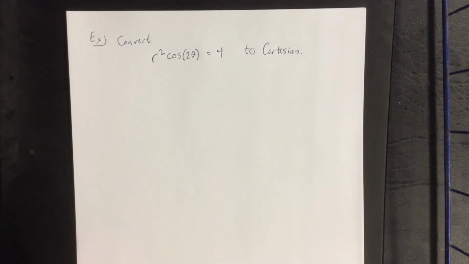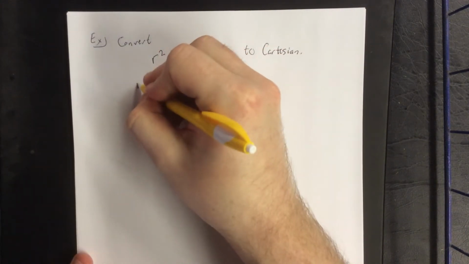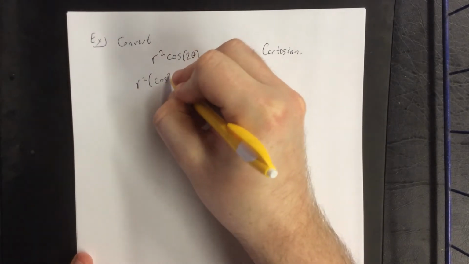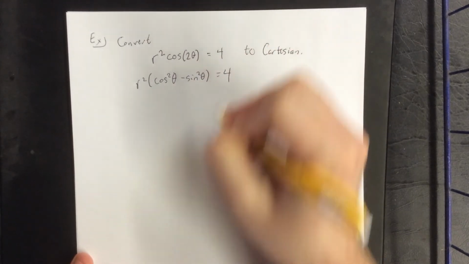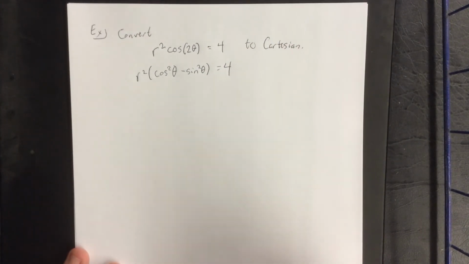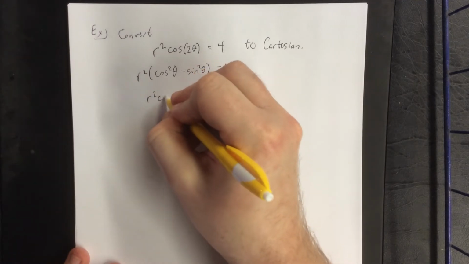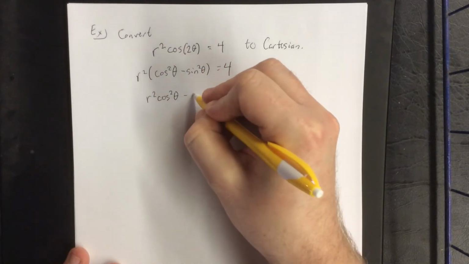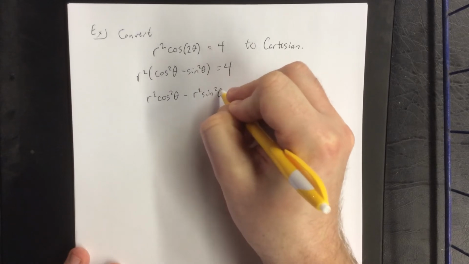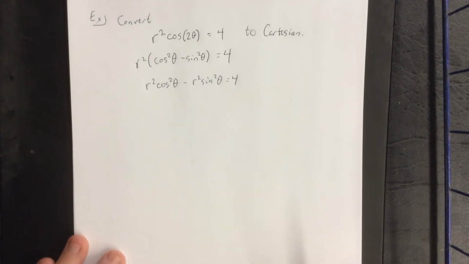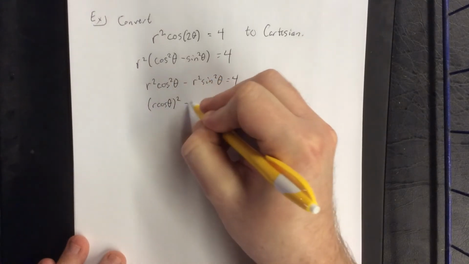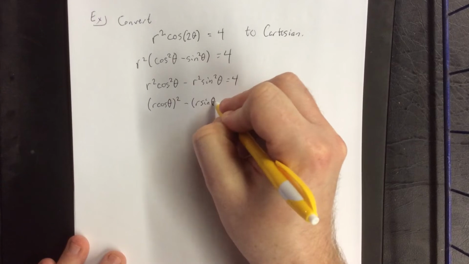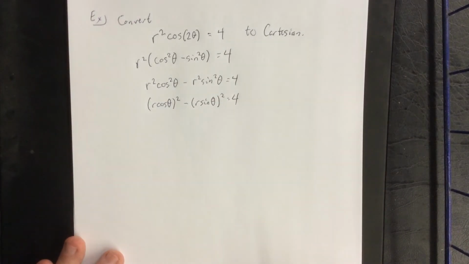Now this one involves a double angle, so I'm going to apply a double angle identity to it. The double angle identity for the cosine, I'll stick with the standard: it's the cosine squared of theta minus the sine squared of theta. This is still equal to 4. Applying the distributive property on the left-hand side, this will be r squared times the cosine squared of theta minus r squared times the sine squared of theta. That's equal to 4. And factoring out the squares, this would be r times the cosine of theta, quantity squared, minus r times the sine of theta, quantity squared, is equal to 4.